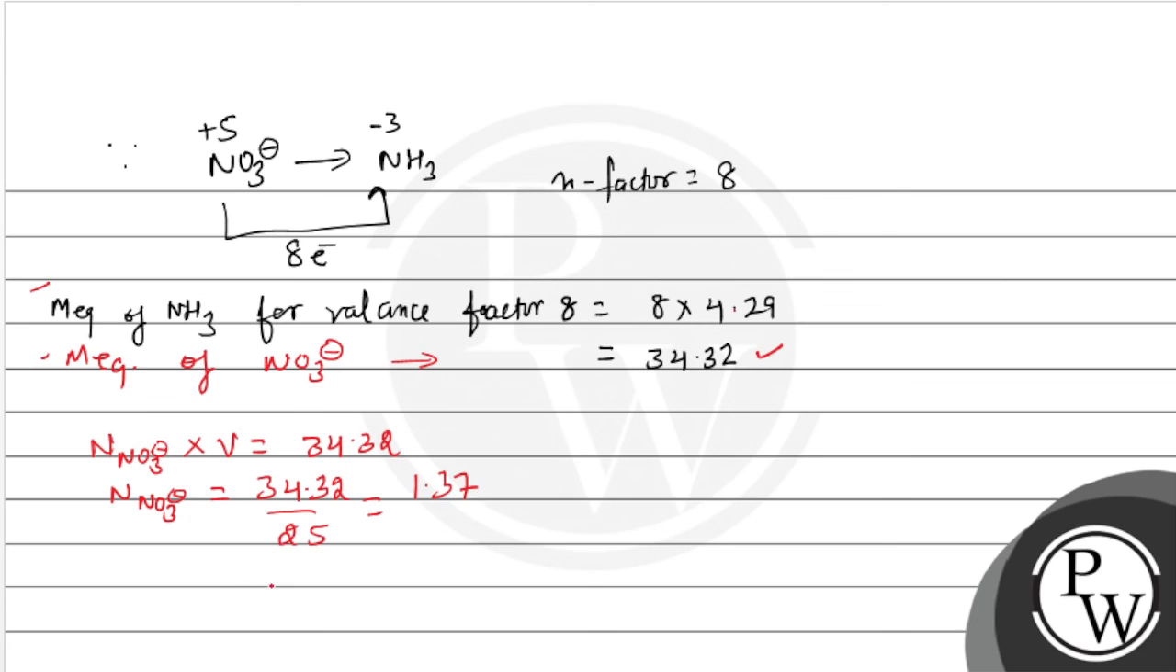This value comes out to be 1.37. Now as we know that normality is equal to molarity into N factor. N factor for this reaction is 8, so the molarity of NO3 negative solution would be equal to 1.37 over 8, that is equal to 0.1716. So this is the final answer to this question.